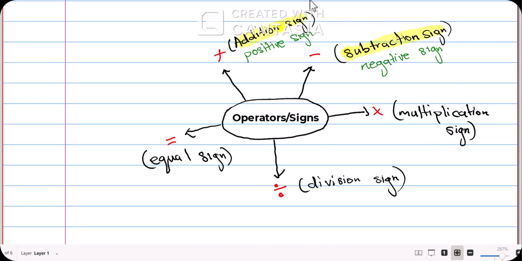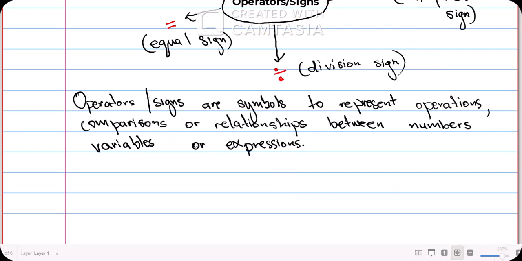They are basic things here in maths. They are the things that represent the operations. So operators or signs are symbols that represent operations, comparisons, and relationships between numbers and variables or expressions.